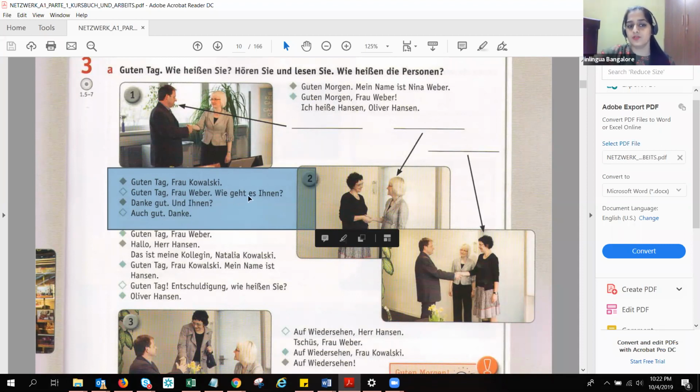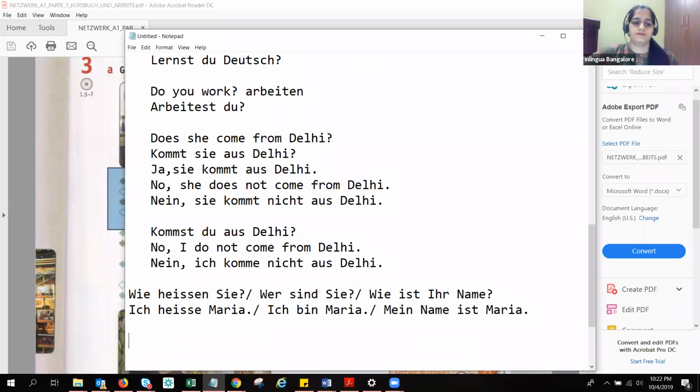As I have told you, whenever it is formal, you ask how are you formally: wie geht es Ihnen. And in the answer also, in the back question, we ask und Ihnen. Okay, so danke gut, thank you good, und Ihnen, auch gut. Auch is also. So, I'll write it here.